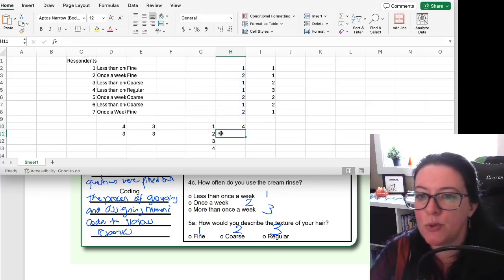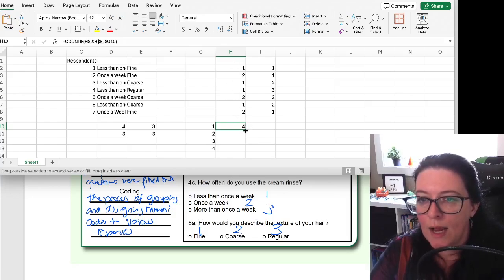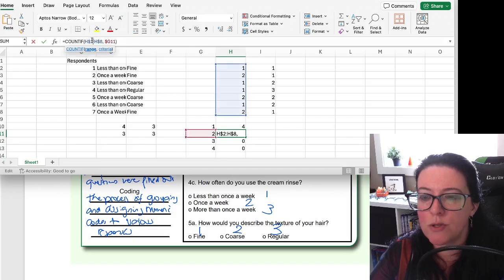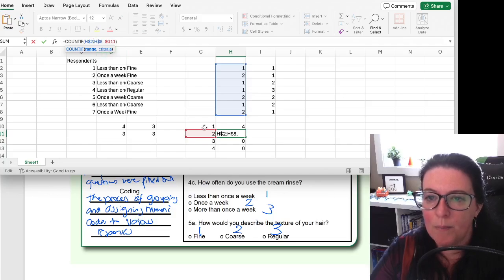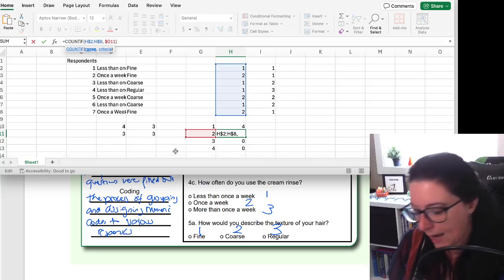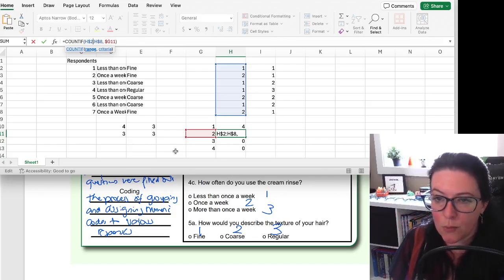So notice when I do this, it tells me that there are 4 ones in this column. And because of where I put the little $ signs, notice that when I drag it down, it's going to keep my list of data, but it's now going to look for how many 2s and how many 3s and how many 4s. And so in this particular data here, we only have 1s and 2s, so only less than once a week and once a week.